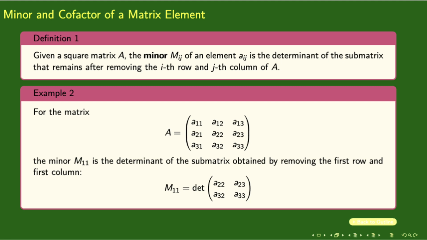This submatrix is read column-wise as follows: a22, a32 in the first column, and a23, a33 in the second column. Understanding minors is crucial as they are used to compute cofactors, which play a significant role in determinant expansion and matrix inversion.